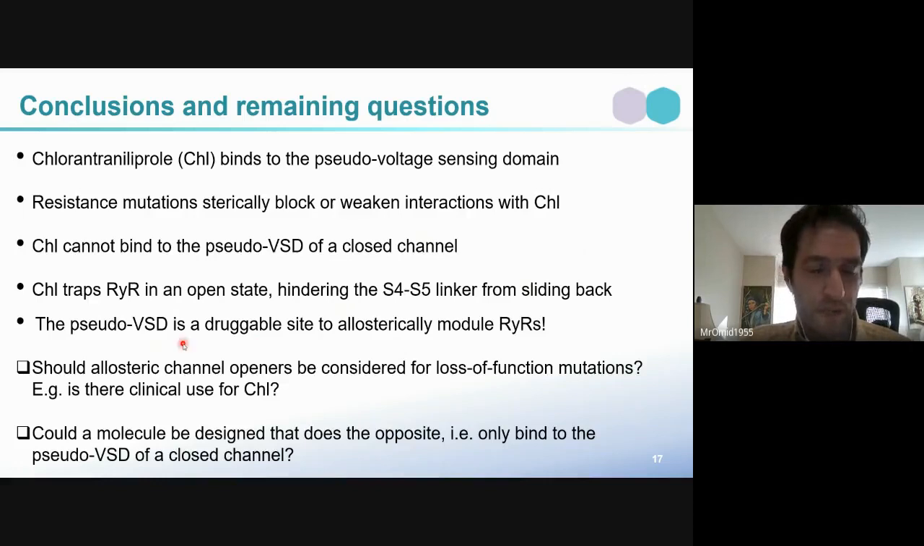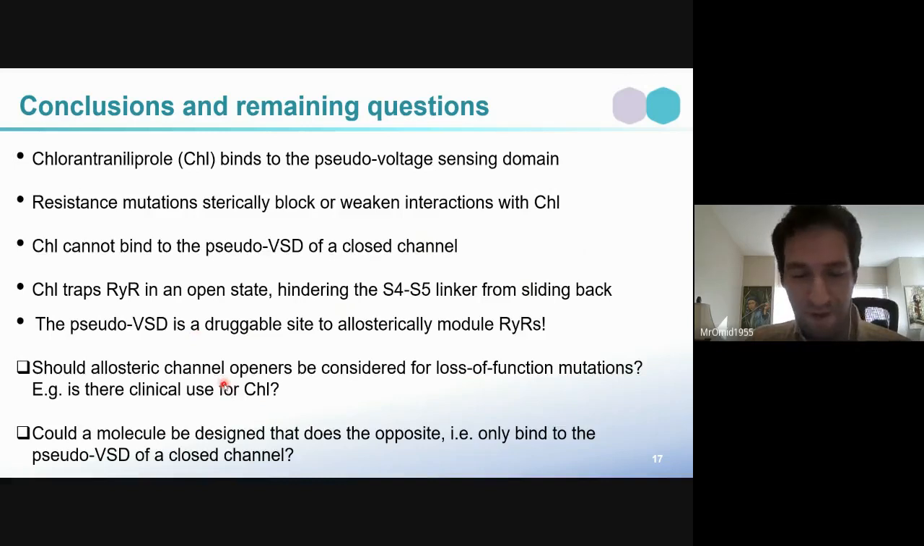But more interestingly, something we're looking forward to in the future is: is this site a druggable site generally? Can we use this site to perhaps look at other channel openers that we could consider for loss of function mutations as potential therapies?